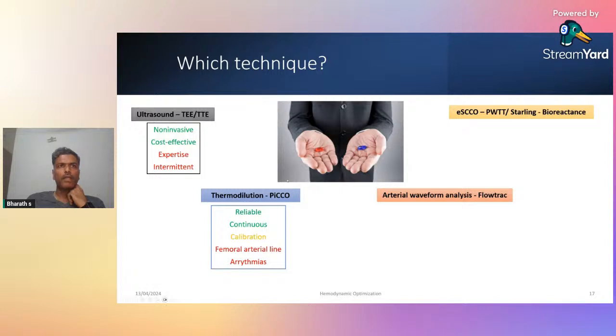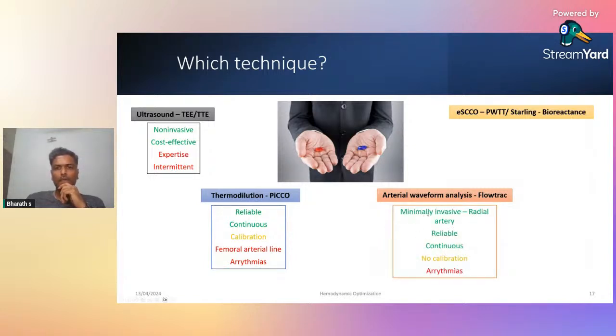Thermodilution would be a better technique because it is calibrated, reliable, and continuous at bedside. Even if you are not physically at the bedside, continuous monitoring can be done, and changes in cardiac index can be identified and interpreted. The only thing is, a femoral arterial line has to be placed, and arrhythmias significantly influence the cardiac output measured by this technique, as later on it also goes through utilizing the arterial pressure waveform to do the analysis.